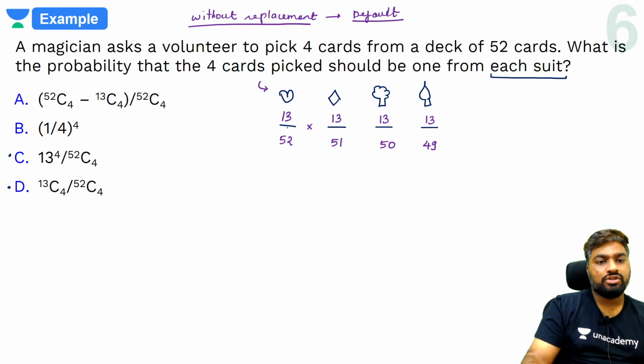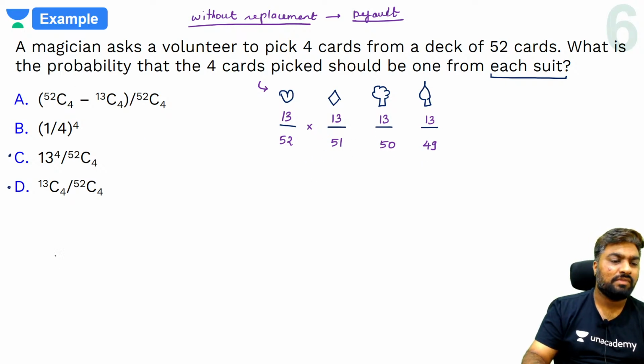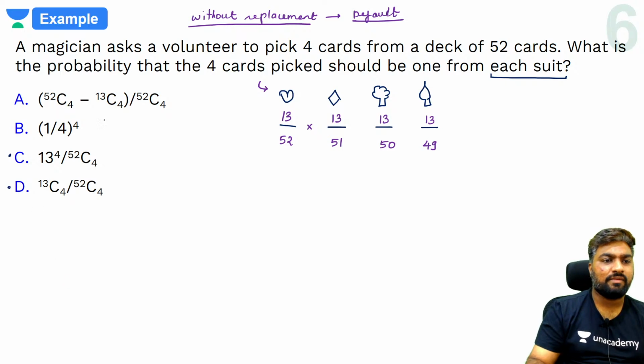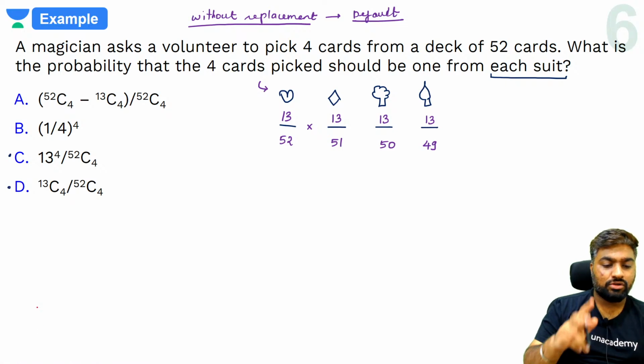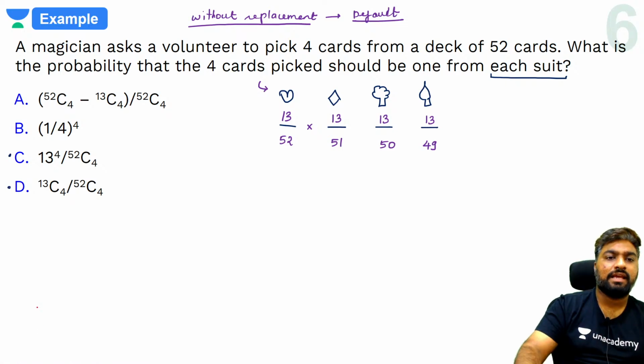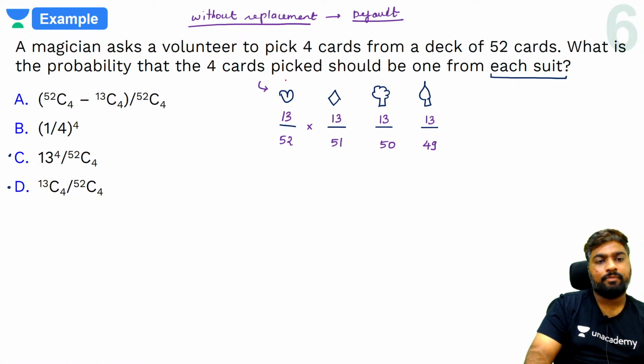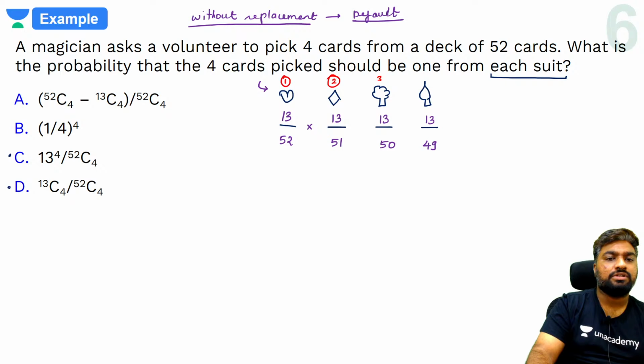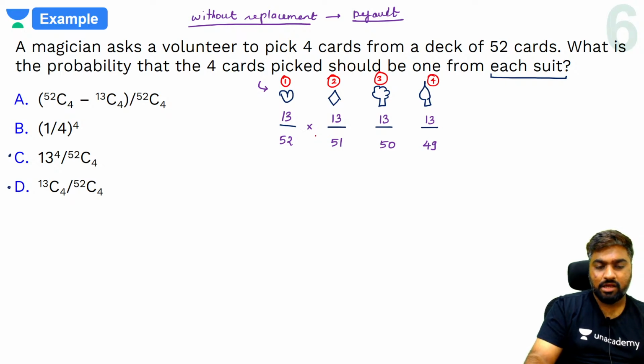So what is this? 13 to the power 4 by 52 into 51 into 50 into 49. Does it seem to be present anywhere? No, right? So what's happening here? Two things you're missing out. What's the first thing? Nowhere is it said that the position of heart should be first, position of diamond should be second, position of clubs should be third, position of spade should be fourth. Is it said anywhere? No.